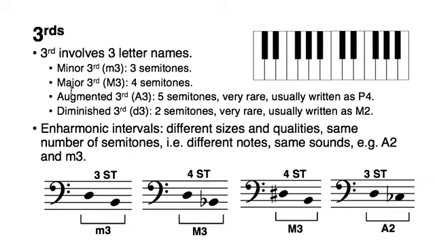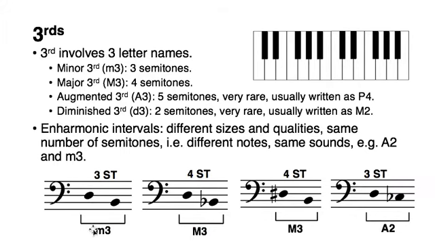At this point you've also been noticing that I've been referring to the shorthand for describing intervals. We use lowercase m for minor, uppercase M for major, uppercase A for augmented, lowercase d for diminished, and we refer to the size with only a number, right? That's very standard, as you'll see throughout.